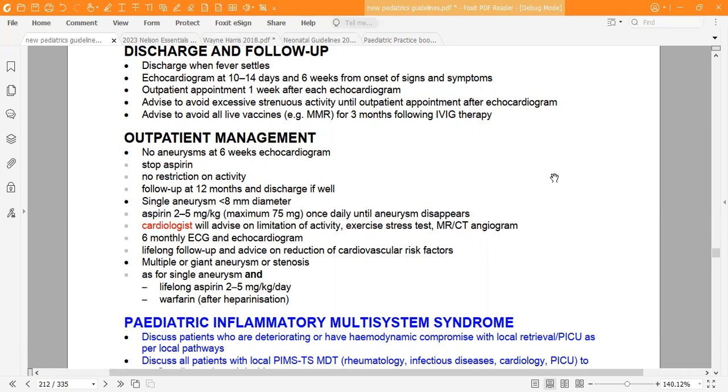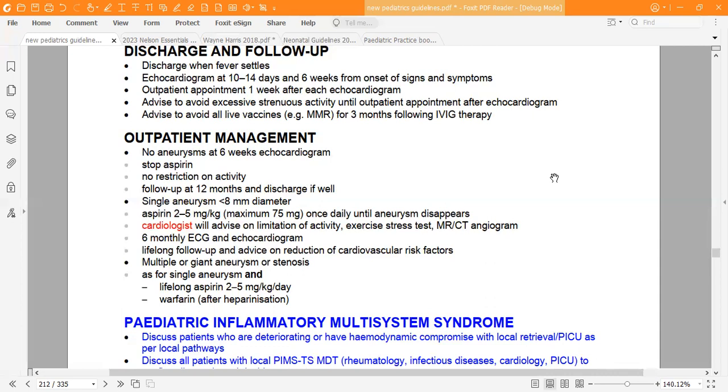So in this case, we have to stop aspirin, no restriction on his activity. He has to follow up at 12 months and discharge if well. So this patient has to stop aspirin, with no restriction on daily activity. He will have a follow-up at 12 months from this appointment and be discharged completely if he is doing well.